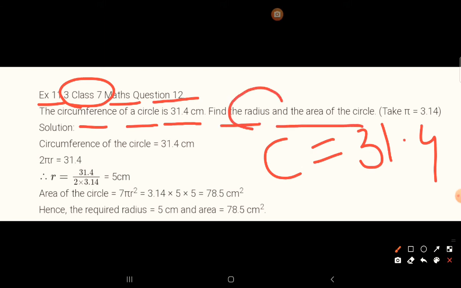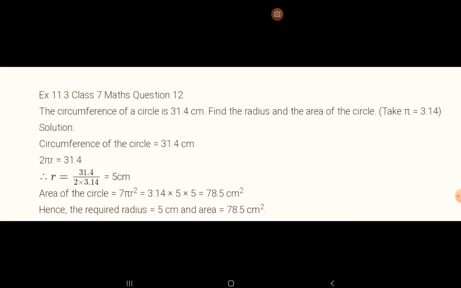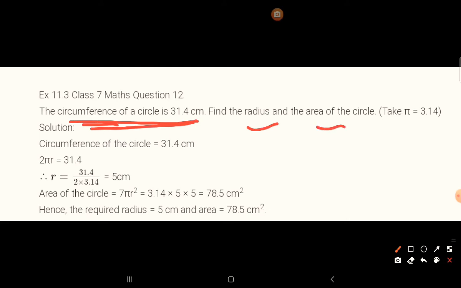We have to find out area and radius, so both of these we have to calculate. Take pi equal to 3.14. This is the value of pi, so we are going to use this value. Now let us see the solution part. First of all, circumference is given 31.4. Using this information, we will get both of these. So the solution part will be like this.